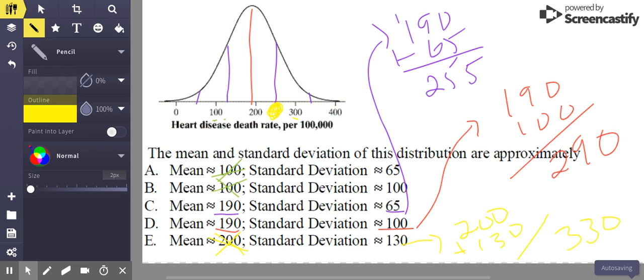So I've got 190 is the mean. It's about halfway between the 200 and the 300. So I would say that the 255 is probably closer to that than the 290. So if I had to make an educated guess, I'm definitely going to go with C on this one. And in this case, C is the correct answer, the mean of 190 and the standard deviation of 65. Hope that makes sense.